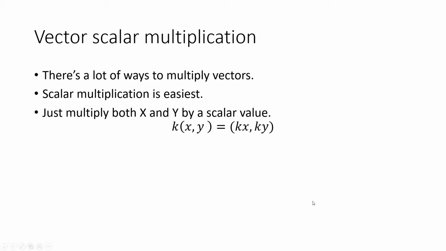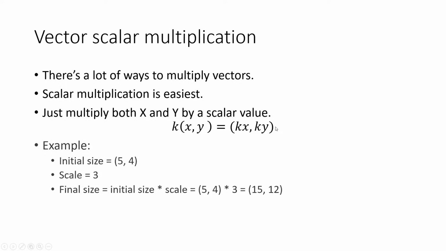So here's a constant multiplier, for example, k. If you take a vector x, y and multiply by k, then you just end up with kx and ky. That's all there is to it. So for example, if something has 5, 4 as its vector, and you scale it up by 3, you get 5, 4 times 3. 5 times 3 is 15, 4 times 3 is 12. Dead easy.